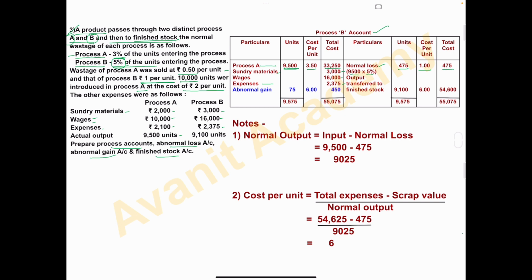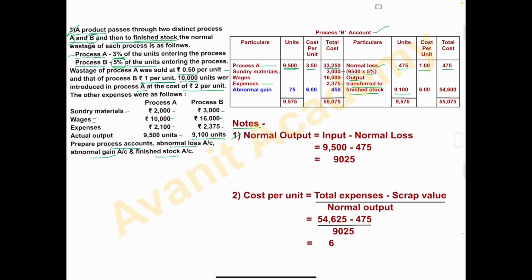So whatever the output you will get in process B is transferred to finished stock. So right here, output transferred to finished stock. In process B, output is 9,100 units. So in units column, we'll write 9,100. Cost per unit, we have to calculate. So we'll prepare the notes.